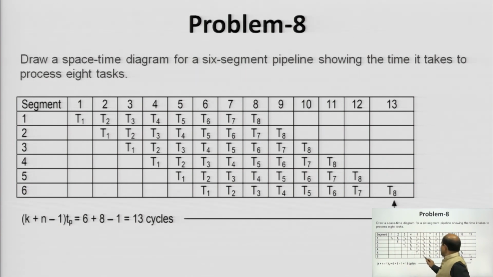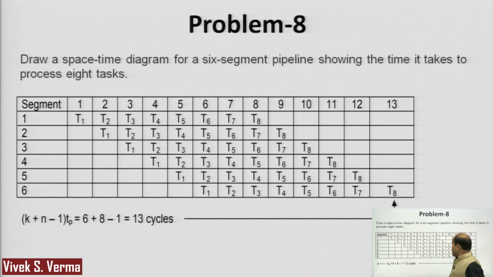You can see in the first case it will take 6 clock cycles, and after that it will take 1 clock cycle to execute each next instruction. So, every cycle it will give the output of the next instruction. You can simply put the values of k, n and Tp. There are 8 tasks and 6 segments, and Tp is 1 suppose. So, it will come as 13 cycles. So, in 13 clock cycles it will complete and produce the output.